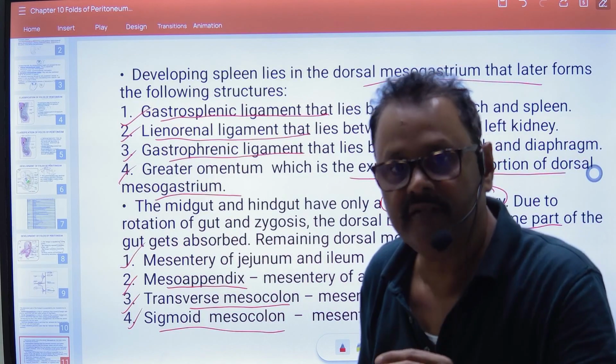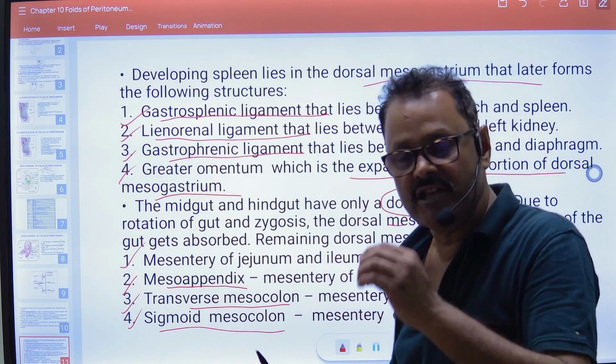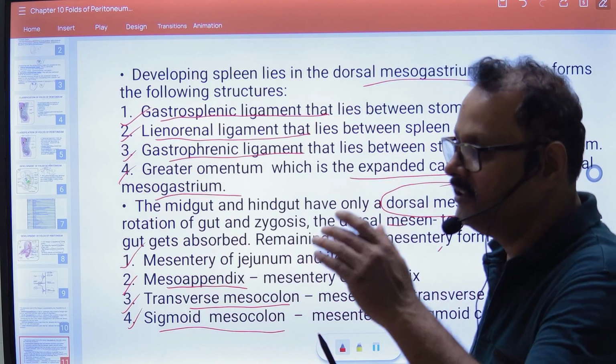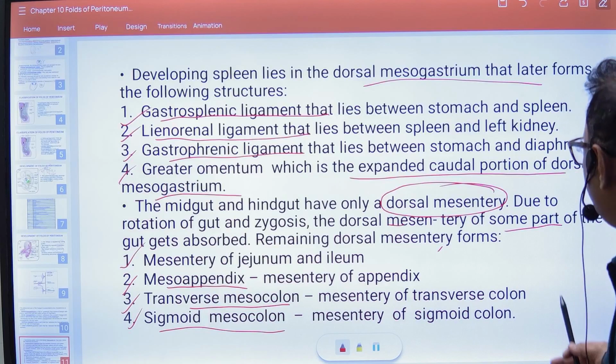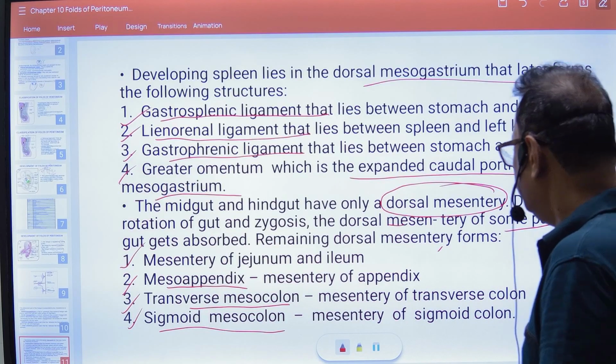In the small intestine, we have the mesentery. In the transverse colon, we have the transverse mesocolon. In the sigmoid colon, we have the sigmoid mesocolon. In the appendix region, we have the mesentery of the appendix, and so on.